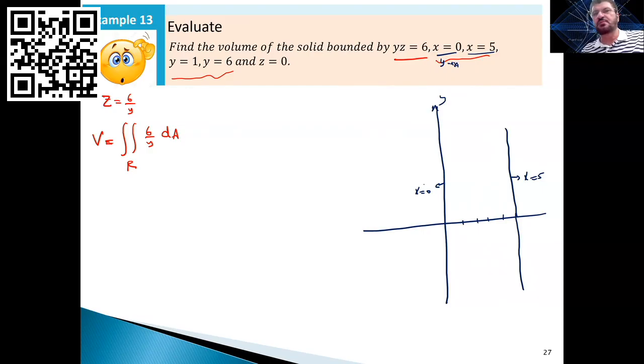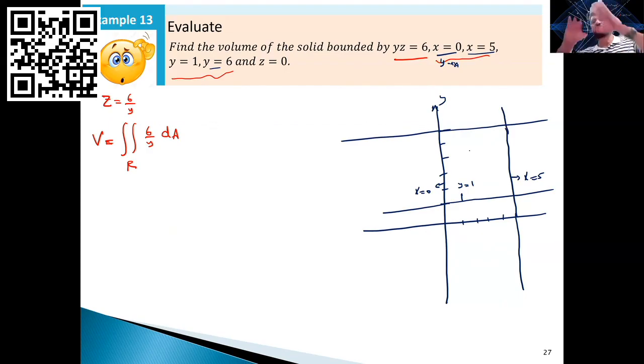y equal to 1. Here is 1. y equal to 6. 2, 3, 4, 5, 6. Here is y equal to 6. Where is the region that's surrounding all of that? It's this region.